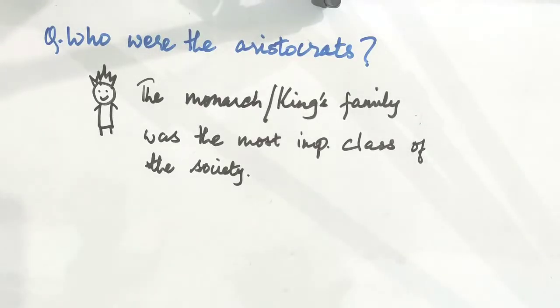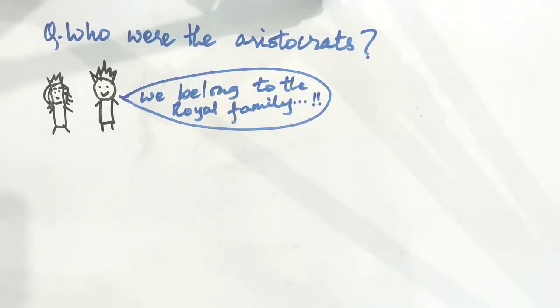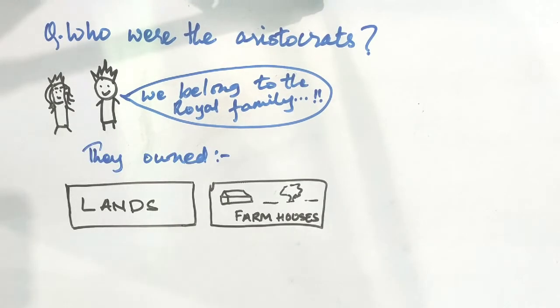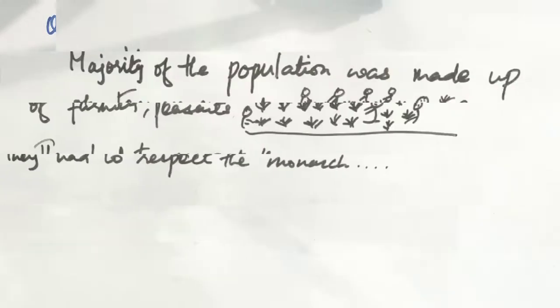The monarch or the king's family was the most important class who ruled over the continent. They were considered royal. They owned lands, farmhouses, and they spoke French in most of the meetings. The family was usually small in size. The majority of the population was made up of the peasants or farmers.